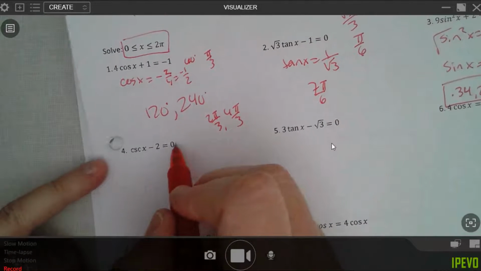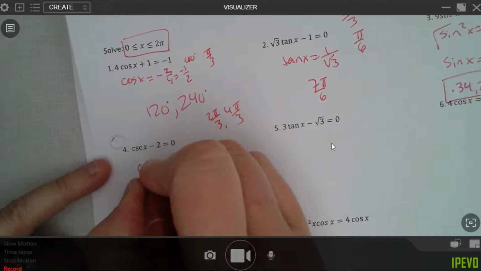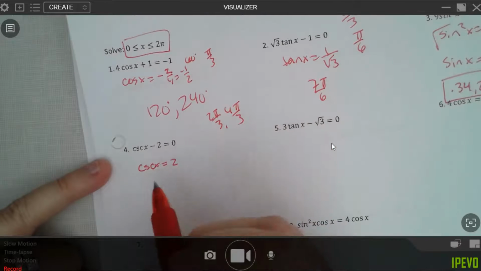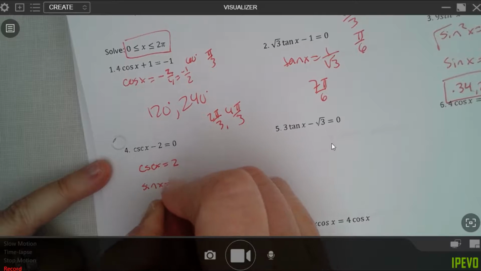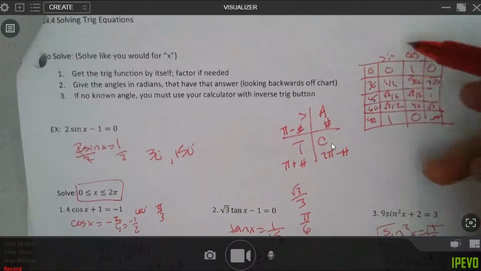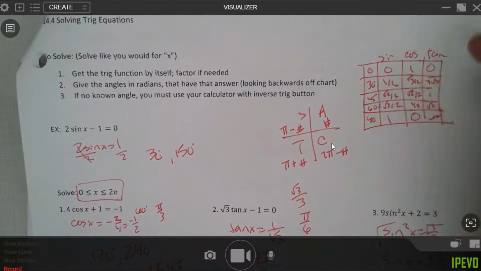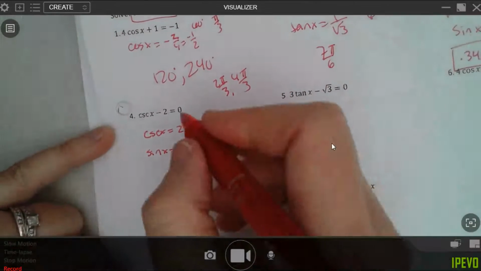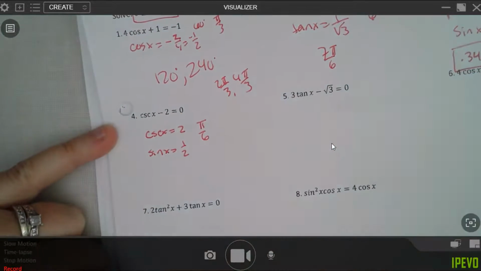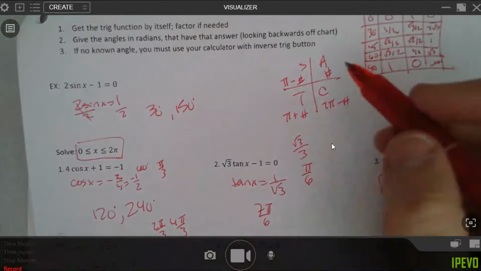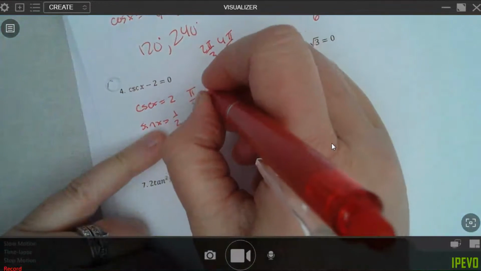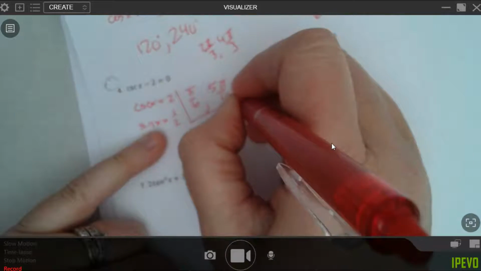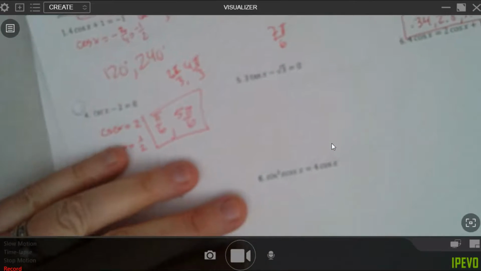So here I'm going to add my 2 over. So I'm going to have cosecant x equals 2. Cosecant is the reciprocal of sine, so really it's asking you, where is sine of x equal to a half? So you go up here, sine x is a half at your 30 degrees, which is pi over 6. So pi over 6, and sine's positive, so the answer you get off the chart, and pi minus your answer. So if I do pi minus my answer here, those are the 2 of them.